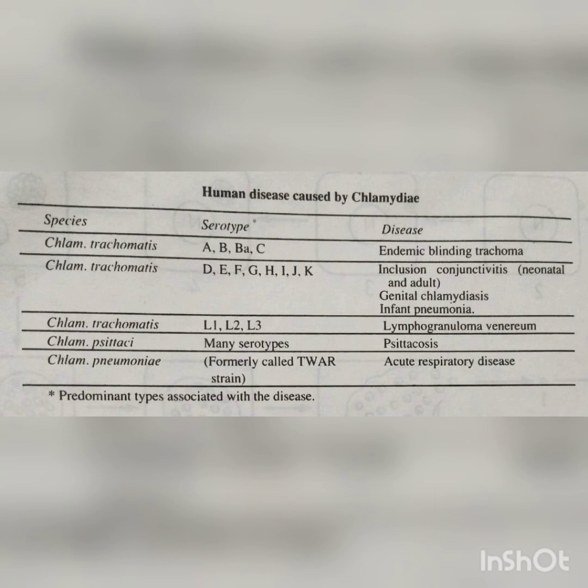And Chlamydia trachomatis serotypes L1, L2, L3 lead to lymphogranuloma venereum. Chlamydia psittaci has many serotypes that lead to the disease psittacosis. And Chlamydia pneumoniae, formerly known as the TWAR strain, causes acute respiratory diseases among human beings. So this is about human diseases caused by Chlamydia.